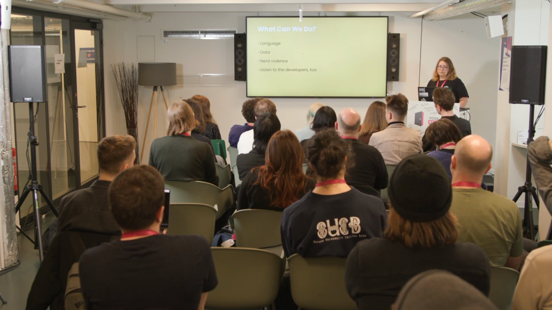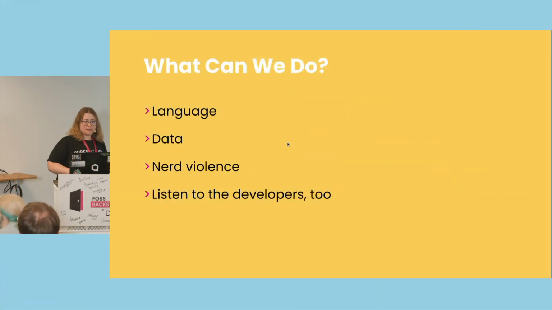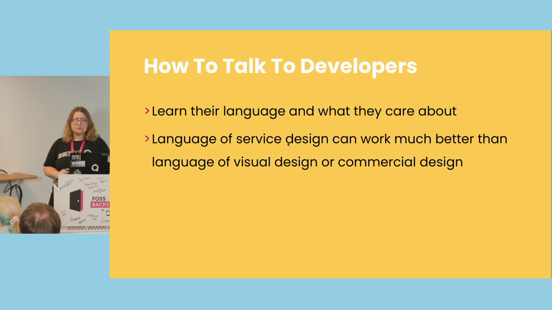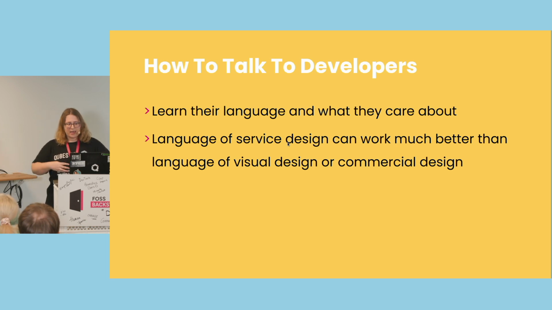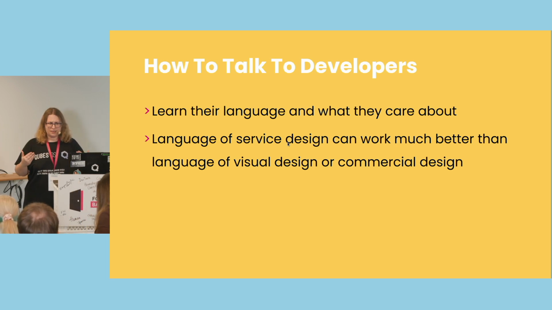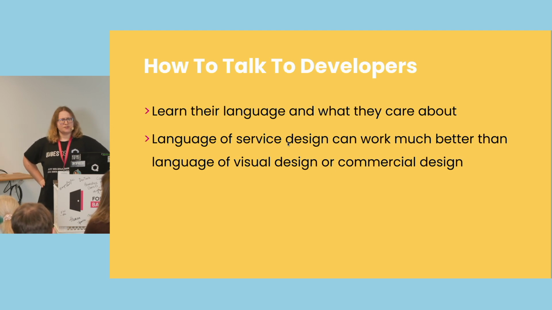So what can we do? I'm going to mention 4 approaches. One thing, language. It's important to learn the language of developers and what they care about. In my experience, language of service design and of product design can work much better than the language of visual design, commercial design. A lot of engineers are performatively uninterested in making things pretty. I'm a big manly developer, and pretty is for stupid women.